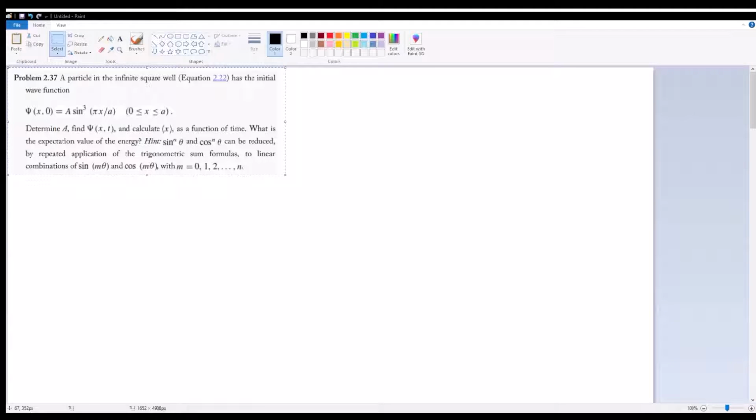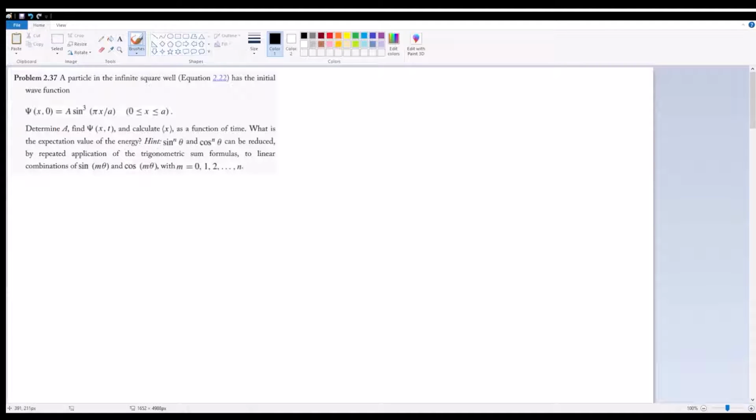Okay, 2.37. We are given a particle in an infinite square well, and the initial wave function psi of x comma 0 is equal to A sine cubed of pi x over a, between 0 and a. And we're given a bunch of things to do. We want to find A, we want to find the time-dependent wave function, we want to calculate the expectation value of x as a function of time, and also the expectation value of energy.